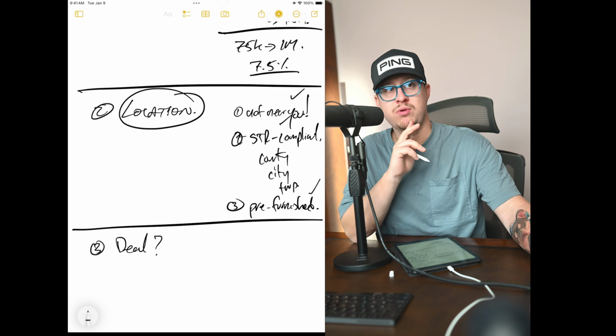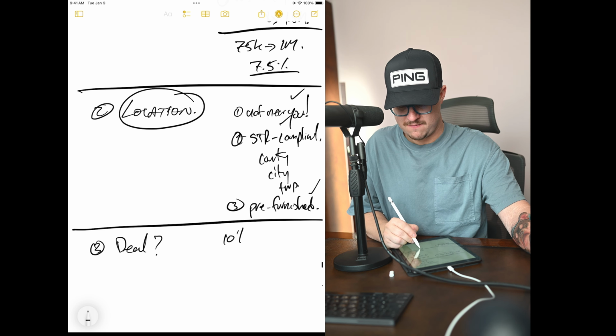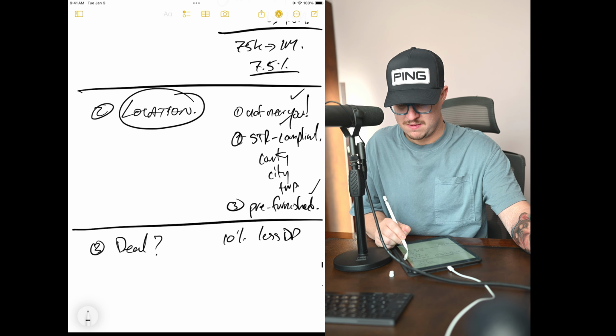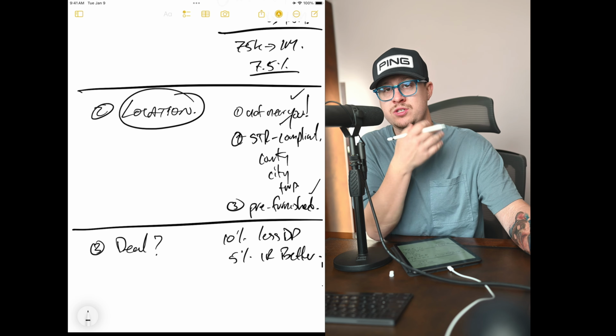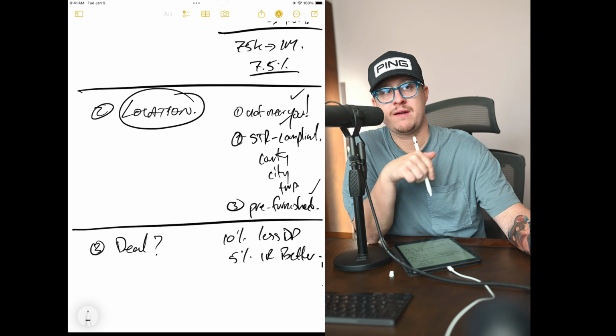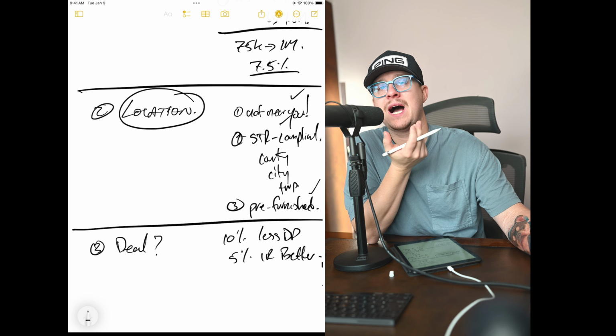Two main parameters that I look for. Can I get in for 10% or less as a down payment? And can I get a 5% interest rate or better? These are the two ideal scenarios. Am I saying that every single deal I've ever bought fits these two? Absolutely not. But these are the ideal scenarios.